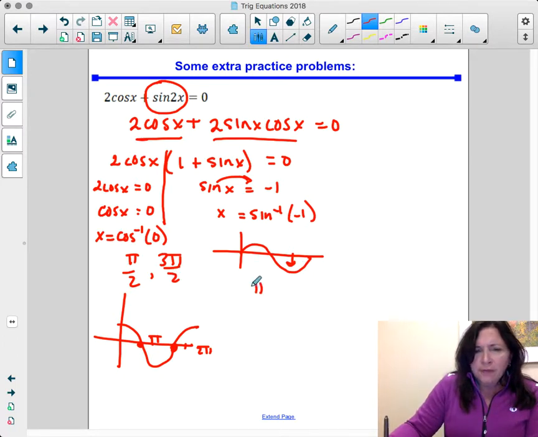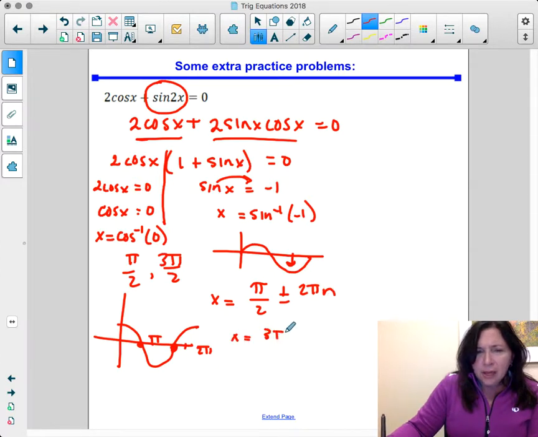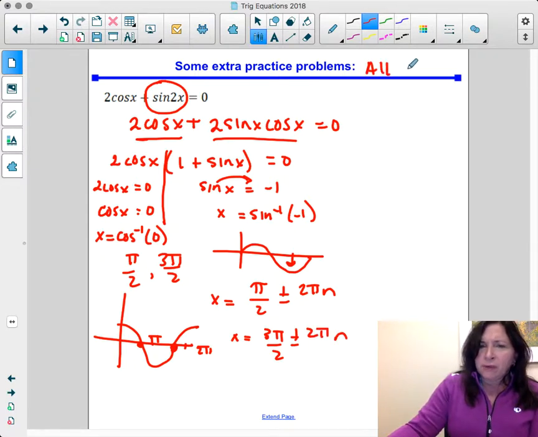So we're going to solve for all solutions. So it'll be pi over 2 plus or minus 2 pi n. And we're going to get 3 pi over 2 plus or minus 2 pi n. And I'm just going to make a note, solve for all solutions. Okay.